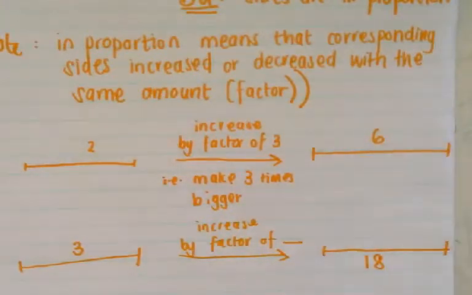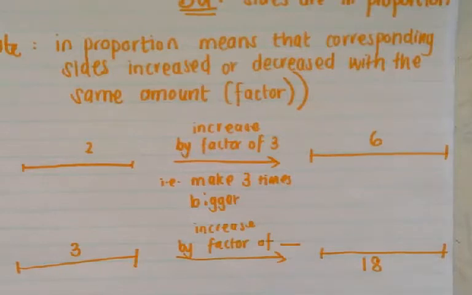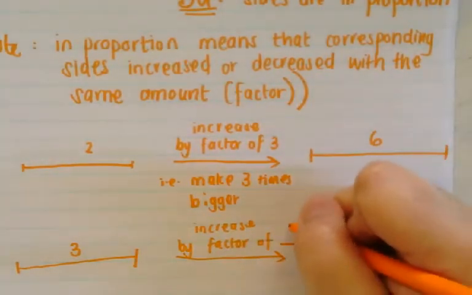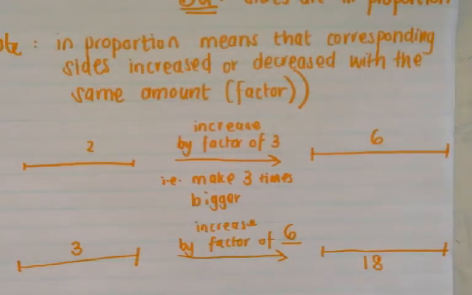So what factor did I increase 3 by to get 18? 6. I increased by a factor of 6, or 3 times 6 gives me 18. So I can go forwards, backwards, reverse. Let's do one more.